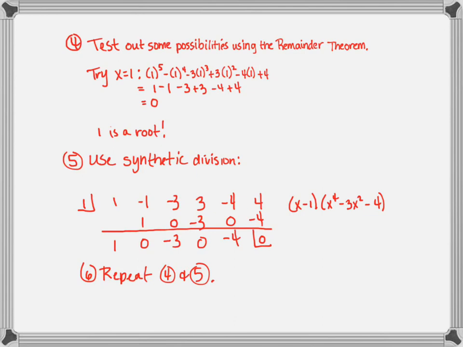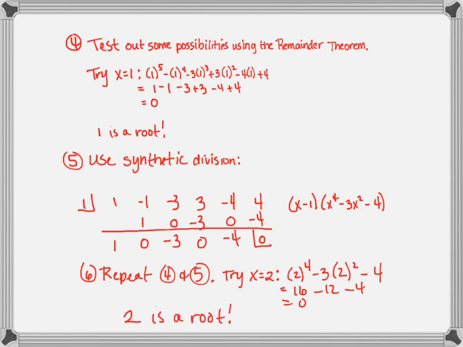Let's repeat steps 4 and 5. We need to find some more rational factors of x to the fourth minus 3x squared minus 4. Let's try x equals 2. If we substitute 2 in for x in x to the 4th minus 3x squared minus 4, we get 2 to the 4th minus 3 times 2 squared minus 4, or 16 minus 12 minus 4, which is 0. So 2 is a root.